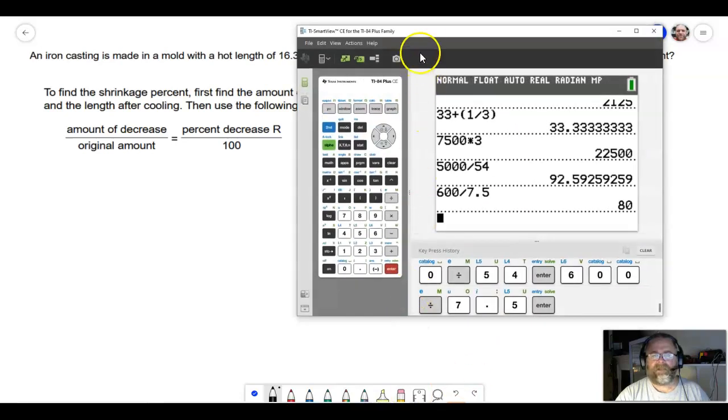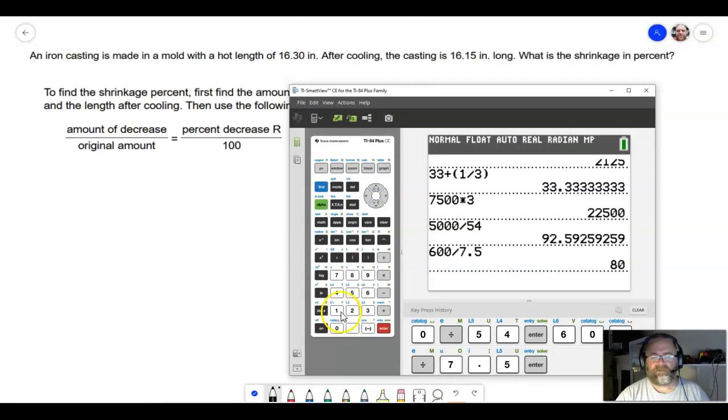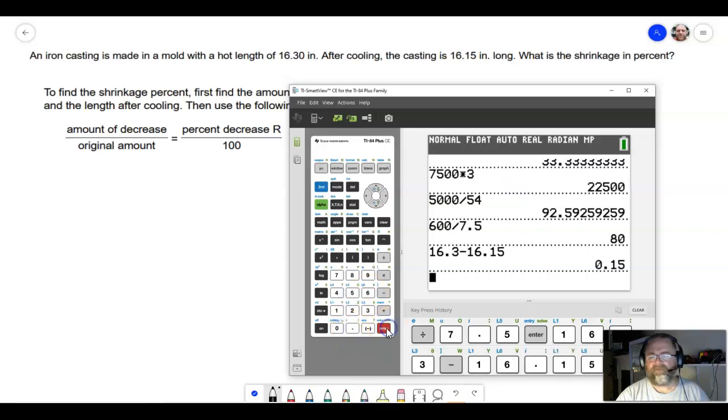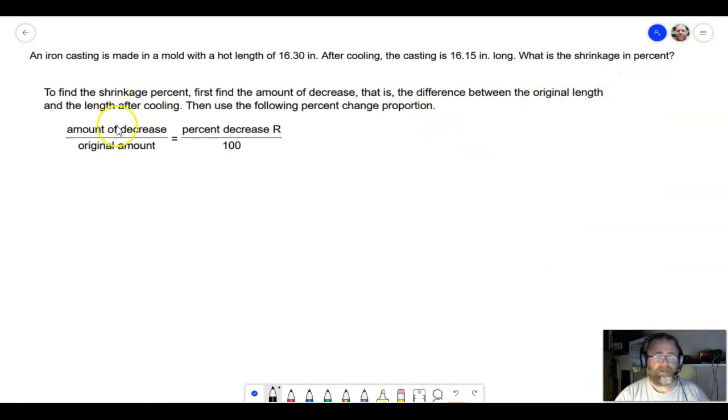So to find the difference, we just do subtraction. So 16.3 minus 16.15, and I think we're going to get 0.15 back. We are. So 0.15 is the amount of decrease here. So 0.15 divided by its original amount. The original amount was 16.3.